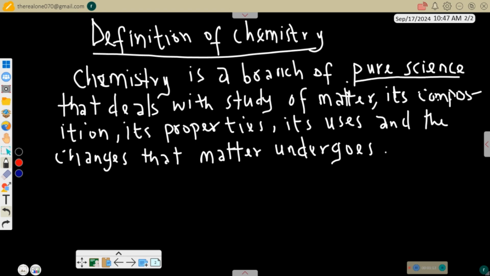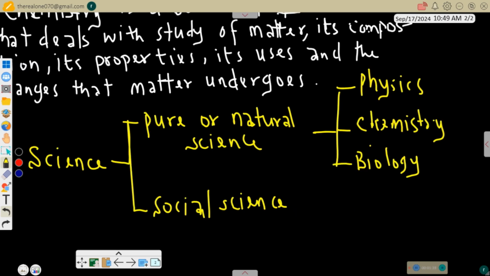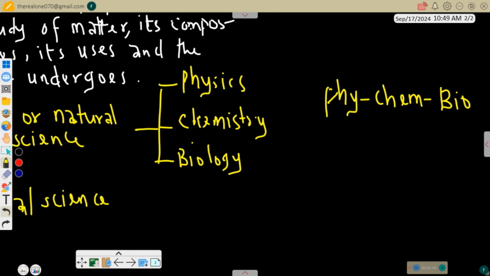If you check our work on Introduction to Physics, we have defined science and we have said that science is divided into two major branches, that is the pure science and the social science. So the pure science is also known as natural science, and it contains subjects like physics, chemistry, and biology. So these three subjects are referred to the core science, and we can form an acronym with the three, which is Phy, Chem, Bio. So where Phy stands for physics, Chem stands for chemistry, and Bio stands for biology.